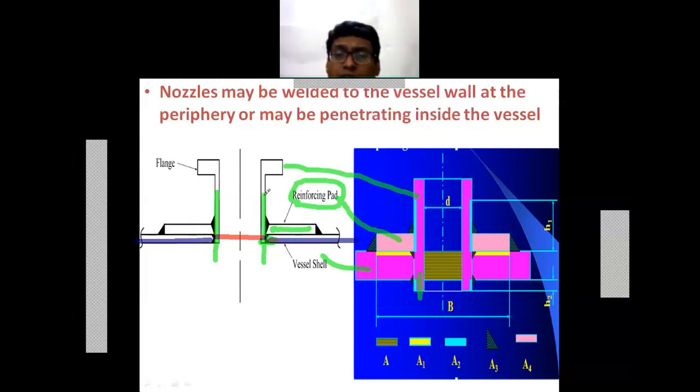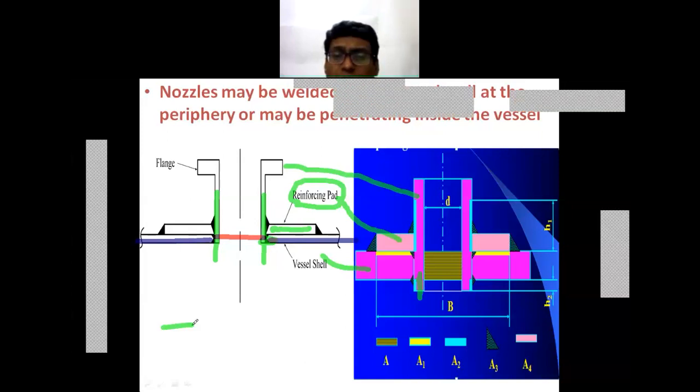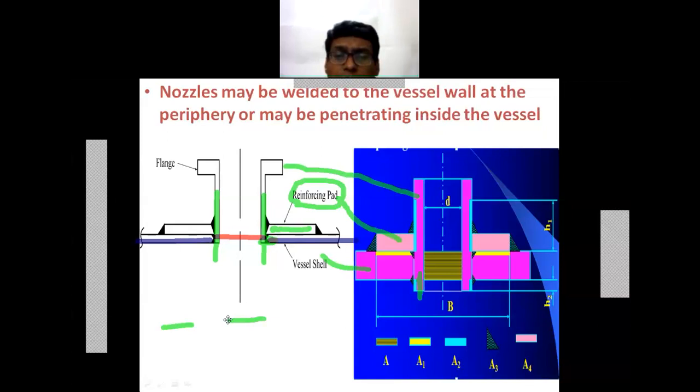In one case, I am going to provide the nozzle only up to the shell, and in the second case I am going to provide the nozzle which is protruding inside the vessel. This part of the nozzle is going inside the vessel, as shown in this figure.